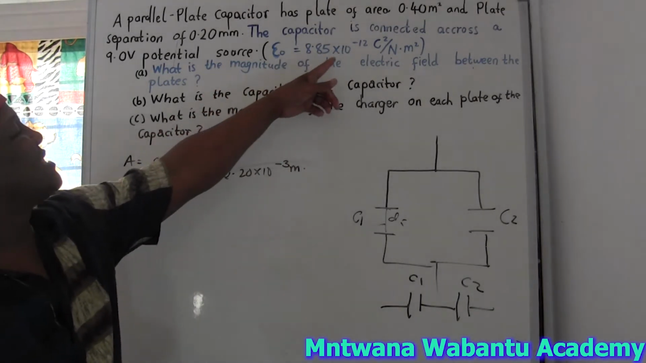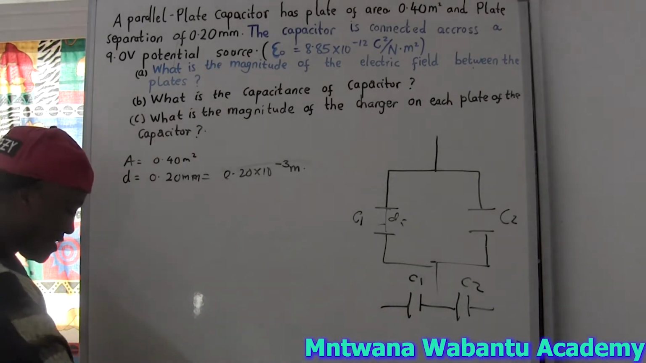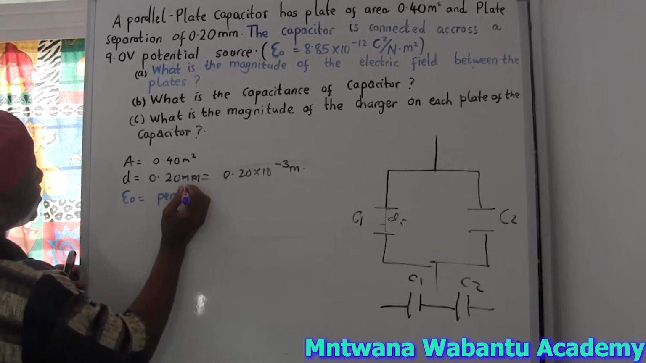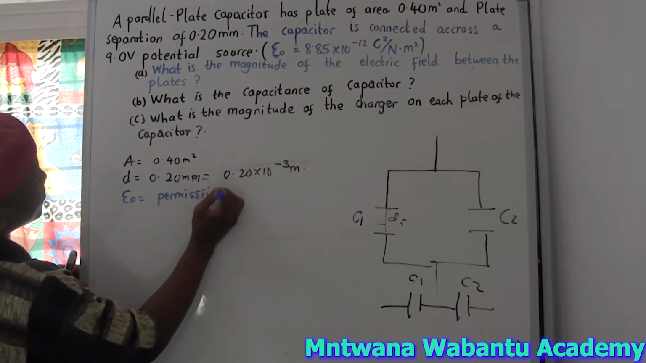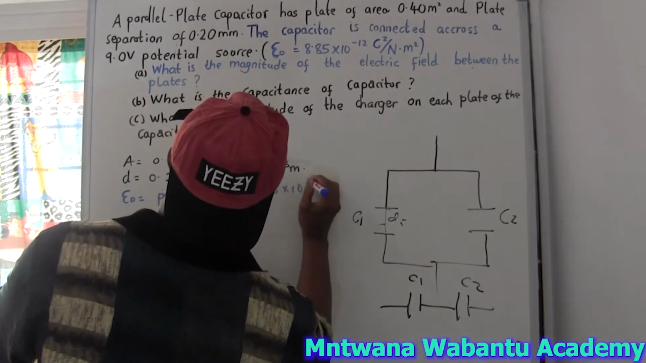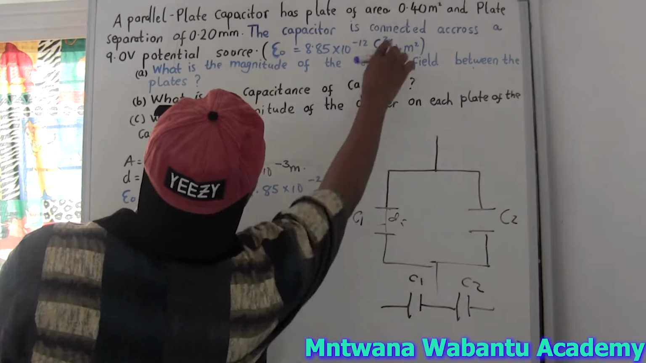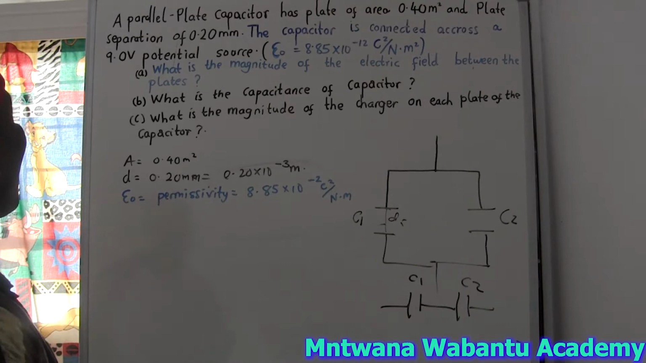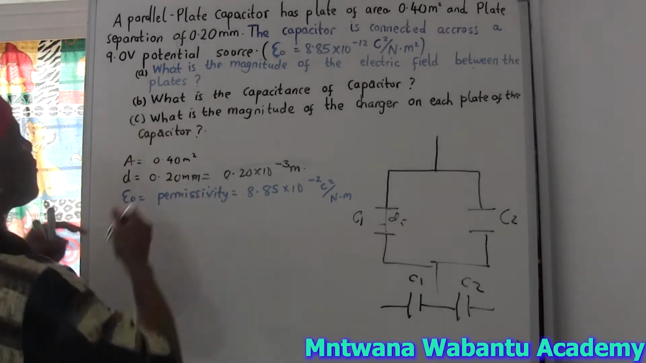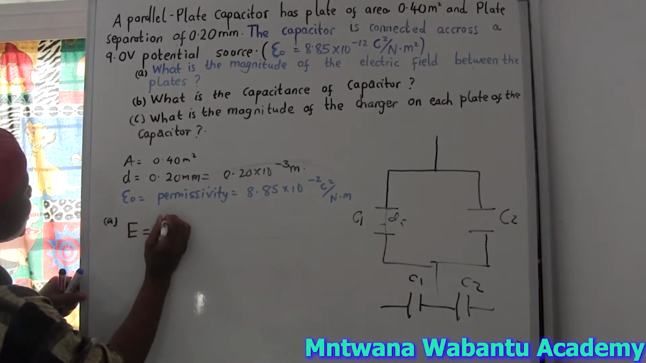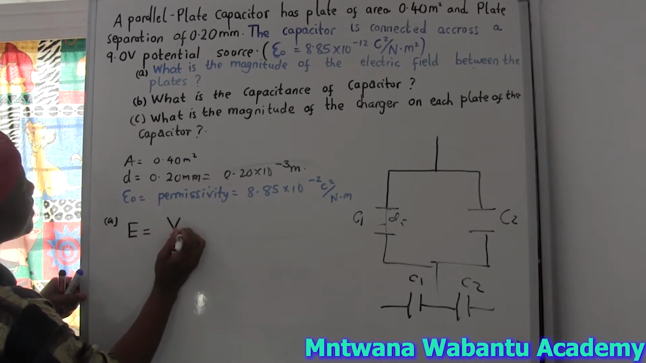They also give you permittivity, which is always a constant, times 10 power negative 2 coulomb squared per newton meter squared. So we have a permittivity, and then what is the magnitude of electric field between the plates? This is very, very easy. For A, the magnitude of electric field, we know electric field equals V over the distance of separation.